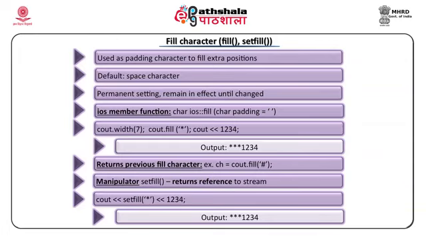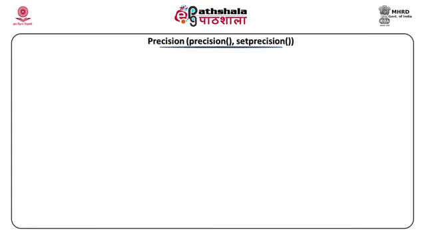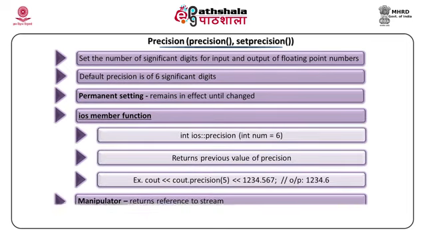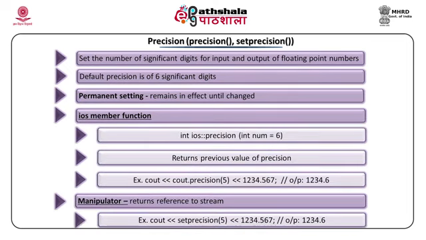If I want to output 1, 2, 3, 4, it will be displayed as star star star 1, 2, 3, 4. The same effect we can get using the manipulator. The only advantage is we can use it in a cascaded manner, that is all. Now precision. Precision we use to specify the number of significant digits to be considered in output, especially for floating point numbers. By default the precision is 6 digits, and again the setting is permanent.